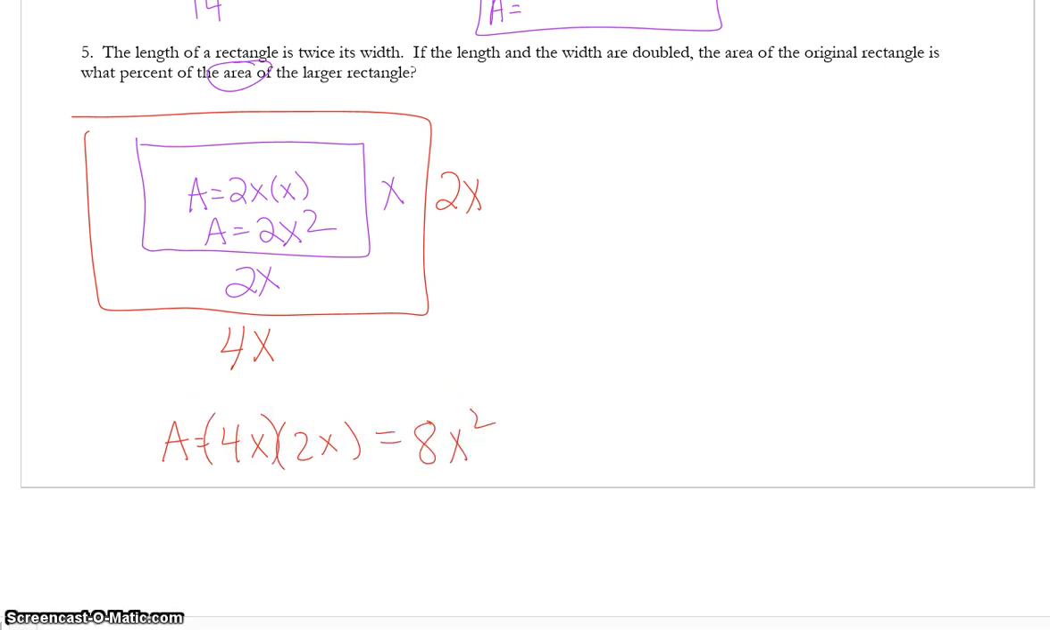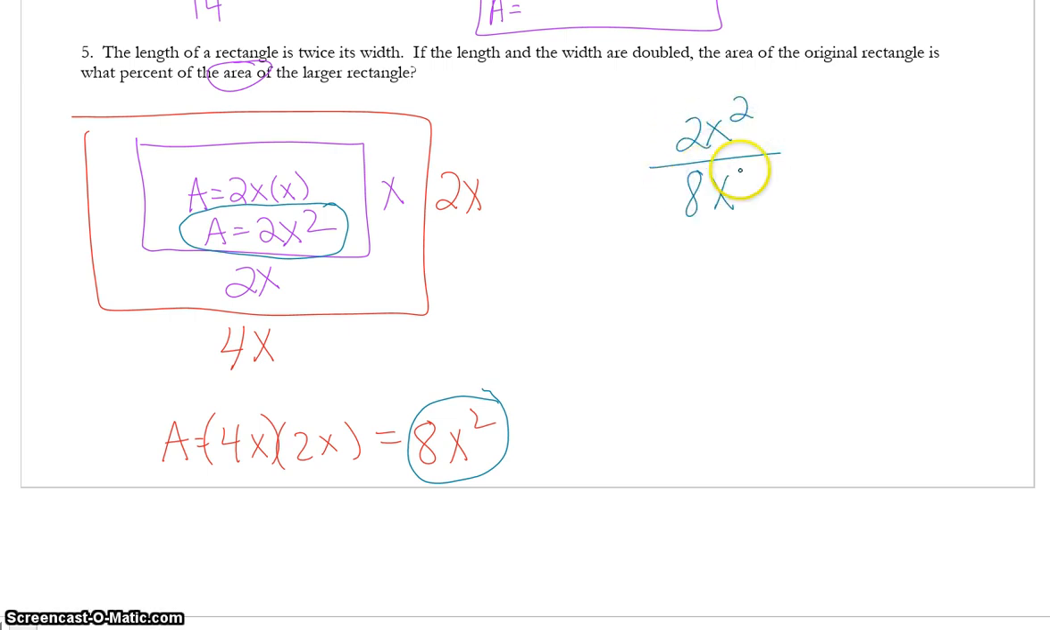So what it's asking is, what percent is the area of the original rectangle compared to the bigger rectangle? So to find a percent, we just divide 2x squared divided by 8x squared. The x squareds are going to cancel, and we just have 2 over 8. We know that that is equivalent to 1/4, and 1/4 as a percentage is just 25%.